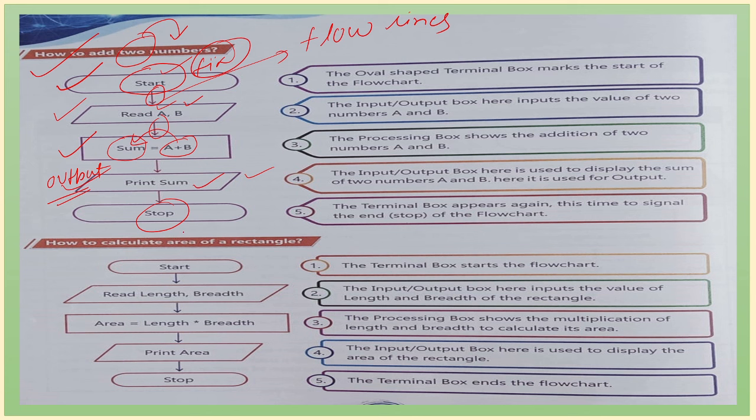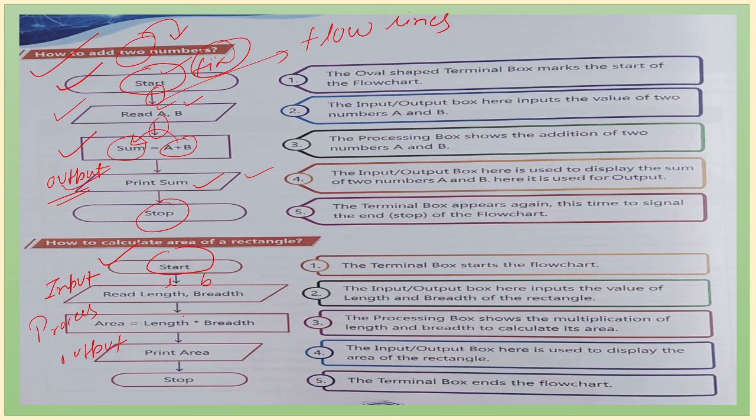Next, another example: how to calculate the area of a rectangle. As you know very well, if you want to calculate the area of a rectangle, you need two things. First length, and second breadth. So length is L, breadth is B. First you have to start from the terminal box. Here you have to write start. After that you have to take input. This is the input, this is a process, and this is output. Clear? As an input you are taking two values L and B.